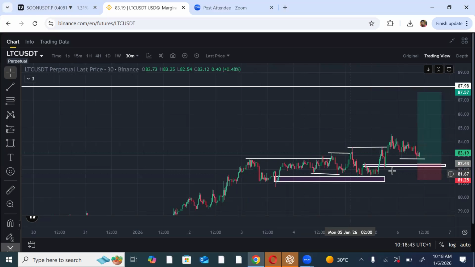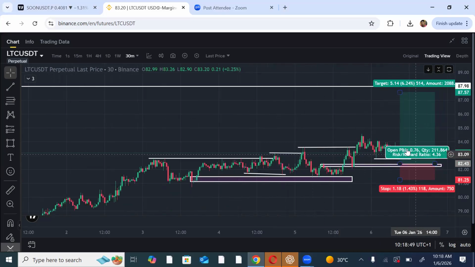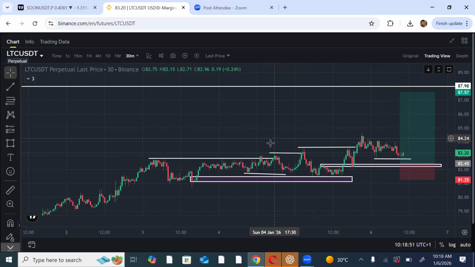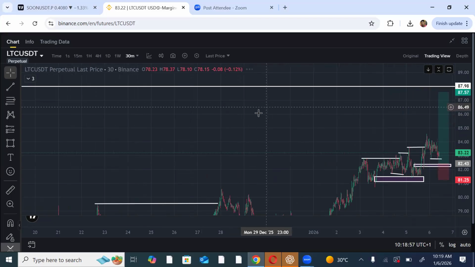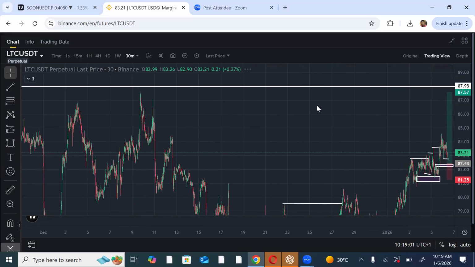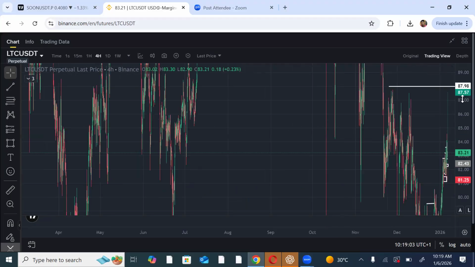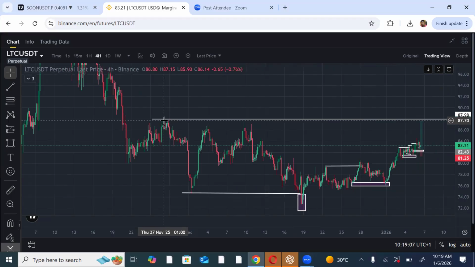All right, this is an accumulation, a reaccumulation rather. You can see a creek forming here. Once price breaks above this creek now, you see a very big move to the upside, back to where price came from, back to here. So in 4-hour time frame, this is where we should be targeting.